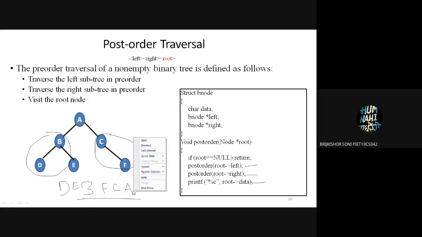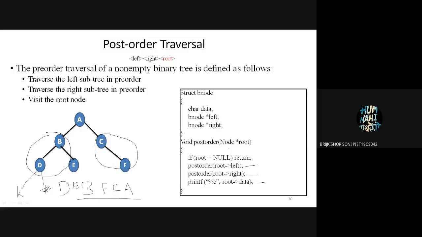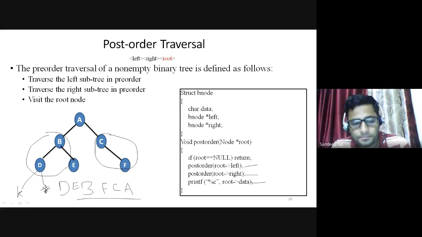Okay sir. So now suppose D has K as a right child, then what will be the output as post order? It will be KD. Or suppose it has a right child, say P, or only a left child K, then it will also remain the same, KD.